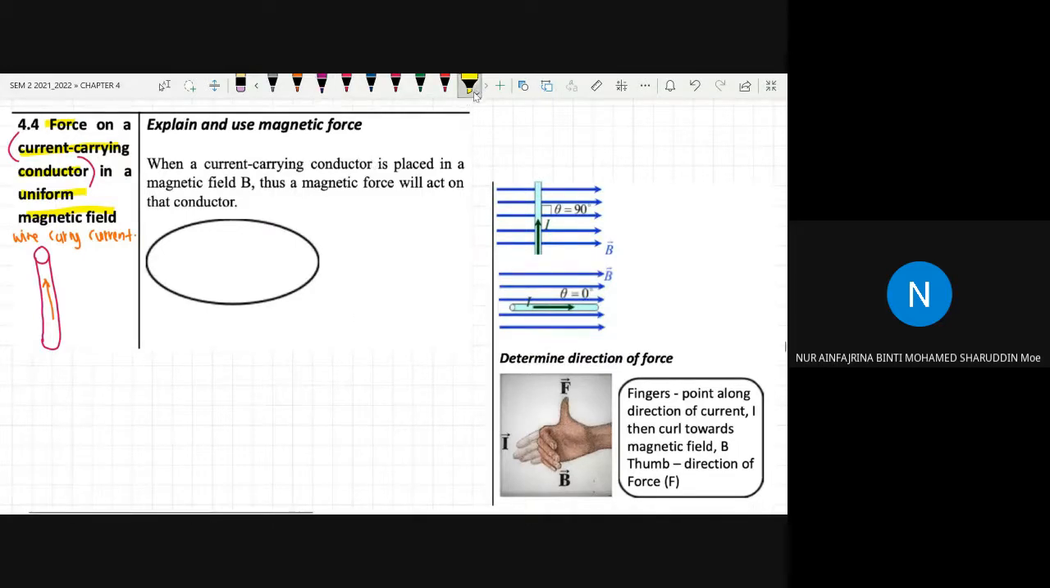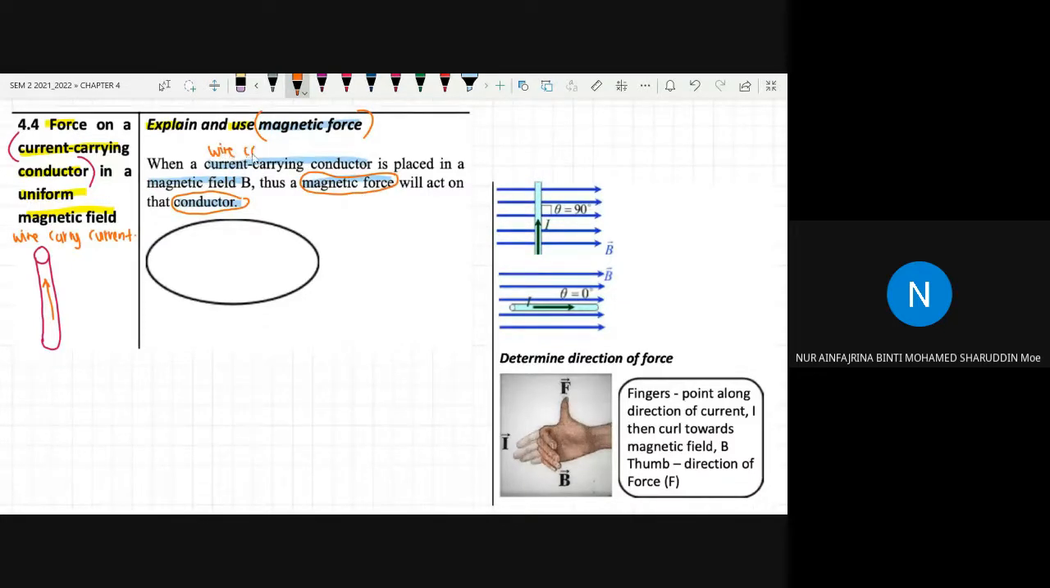So the first learning outcome for today adalah explain and use magnetic force. Awak kena tahu macam mana nak explain dan gunakan formula untuk magnetic force. So, when a current carrying conductor, example, wire that carry current, is placed in a magnetic field, jadi dia akan ada magnetic force that acts on that conductor.